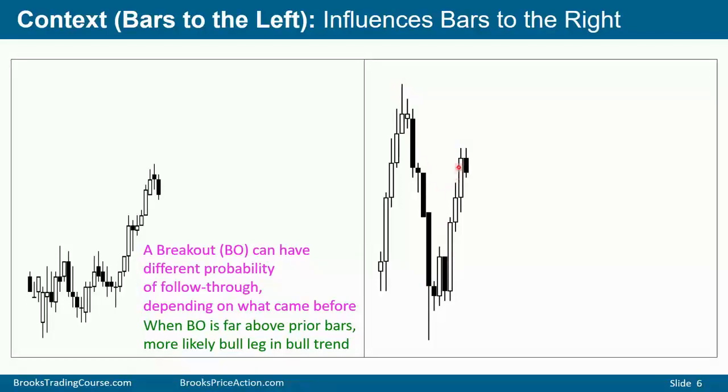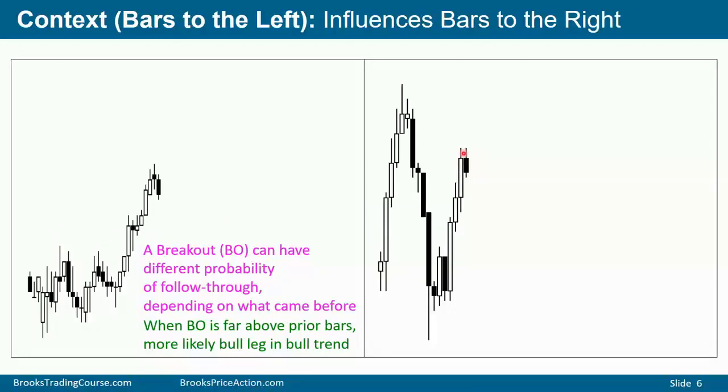Do you think this is a bull leg in a trading range, or do you think this is the start of a big bull trend? Is it above all the bars to the left? This was above all the bars to the left, and likely to have follow-through buying. This, we had a big move up, a big move down, and therefore big confusion, and big confusion usually means a trading range. And now we have another big move up, so big move down, big move up, probably trading range. Therefore, this is probably a bull leg in a trading range.